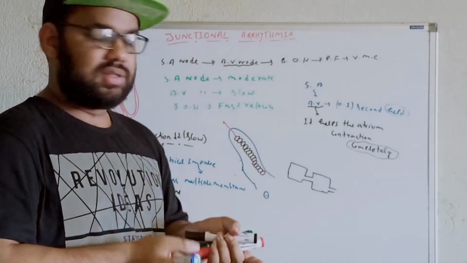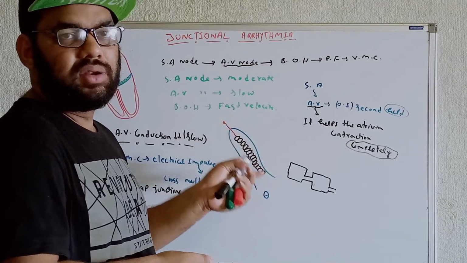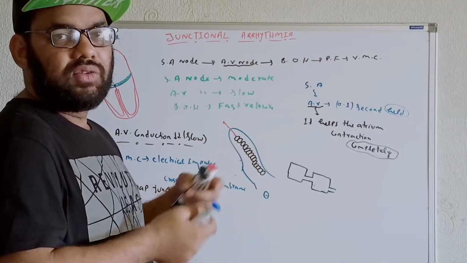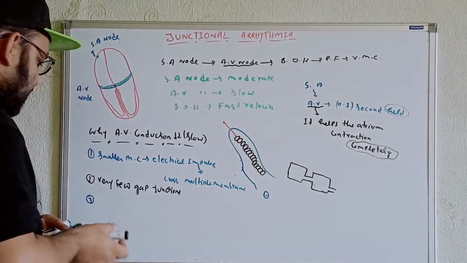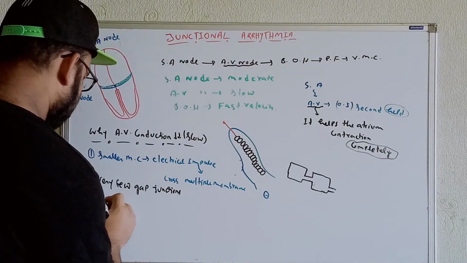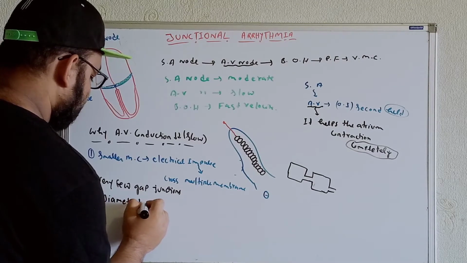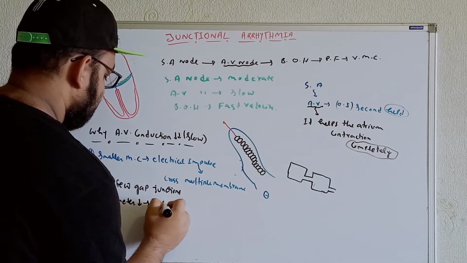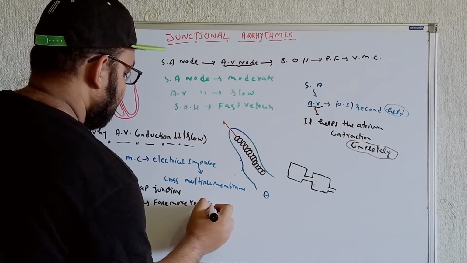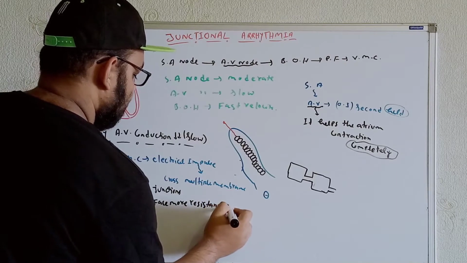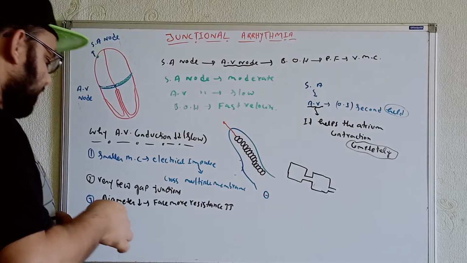But in these cases, as I said, within the AV node we get smaller myocardial cells. They will face more resistance because of the smaller size, so we can say the diameter will be less. As a result they face more resistance. Whenever the resistance is more, definitely the conduction velocity will also be less over here. Okay. The most important point, you have to remember this one.